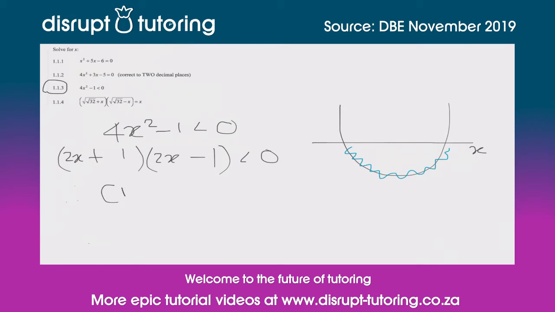So therefore, that means our critical values in this instance are going to be minus 1 over 2 and 1 over 2. How did I do that? Well, I just solved these two brackets as if they were equal to 0. That means that our x-intercepts here are going to be minus 1 over 2 and 1 over 2. So now we know exactly where this curve is going to be less than 0.